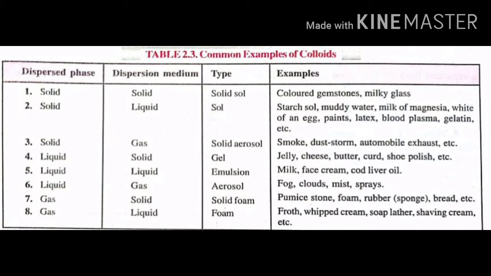So liquid and solid, that is dispersed phase liquid, medium solid, the type is called gel. Examples: jelly, cheese, butter, curd, shoe polish, etc. Fifth one, phase liquid, medium liquid, the type is called emulsion. Examples: milk, face cream, cod liver oil.